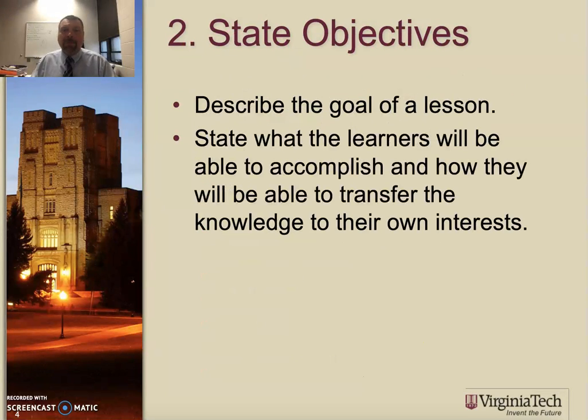Gagne says it's also important to inform the learner of what they're about to learn. In your objective, you should describe the goal of the lesson, state what the learners will be able to accomplish, how they'll be able to transfer the knowledge to their own interest, and how they will be assessed on what it is that you want them to learn. The more mature a student, the more important informing them of what they are about to learn becomes.